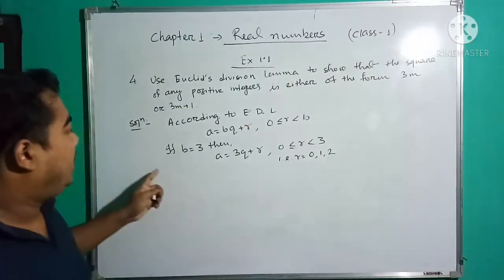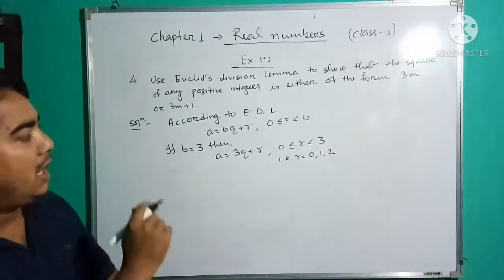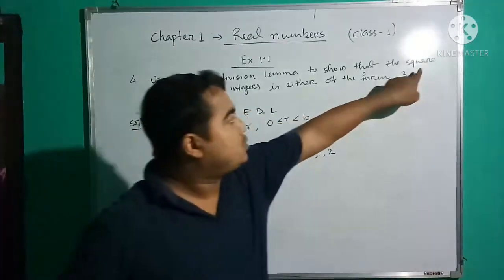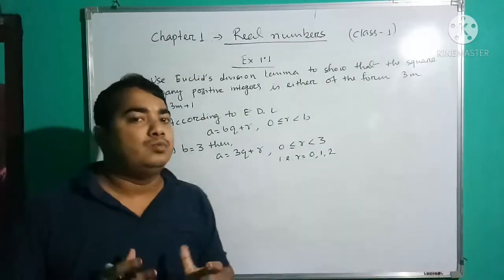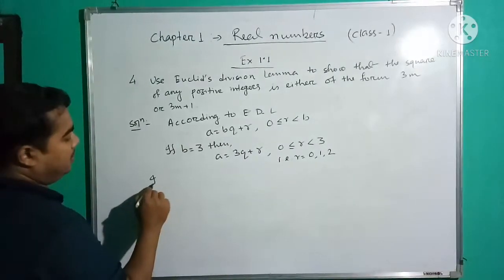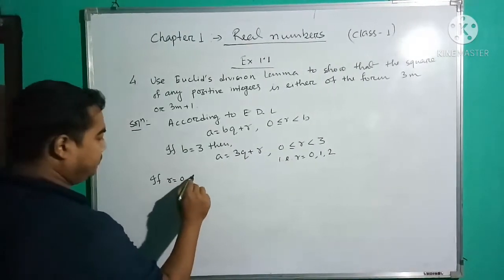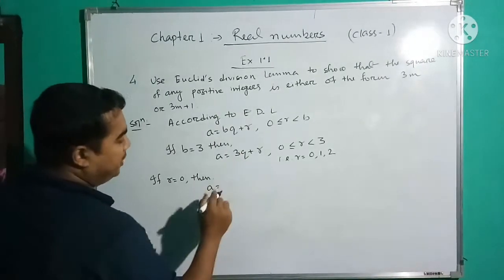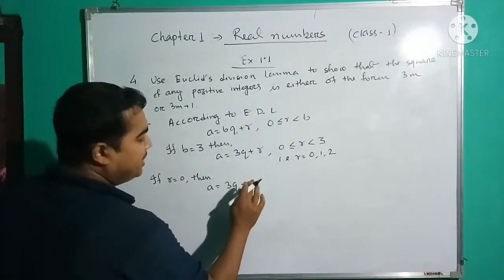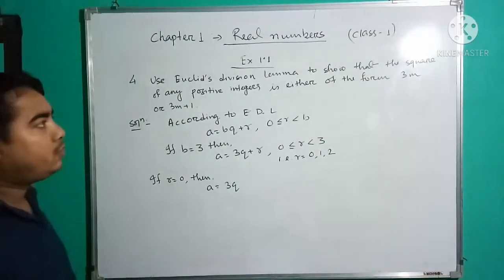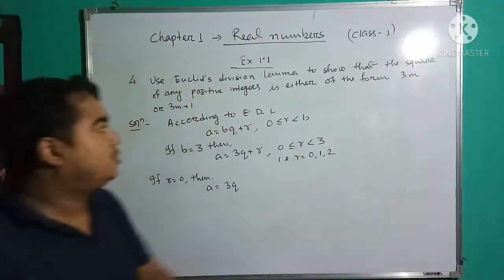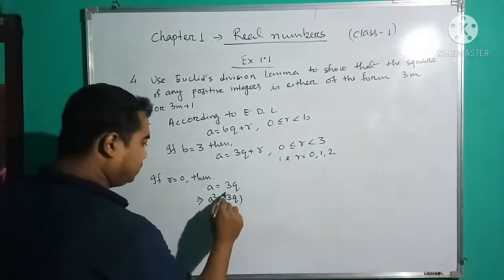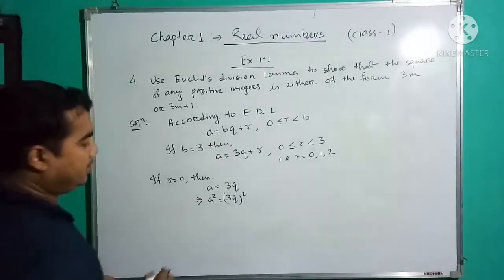Now we need to plot. At first r equals 0, next r equals 1, and next r equals 2. But see, here a square is given, so we need to square both sides. First one, if r equals 0, then a equals 3q plus 0, which means 3q. But according to the question we need to square, so squaring both sides, a square equals (3q) whole square.